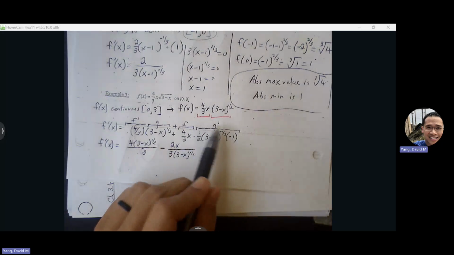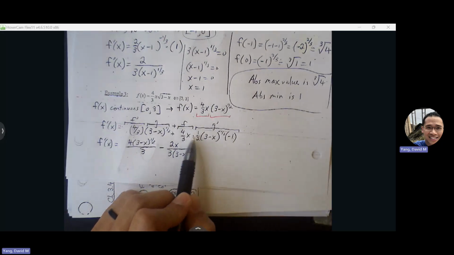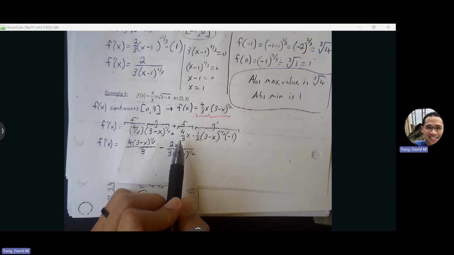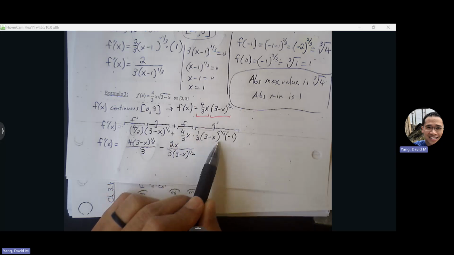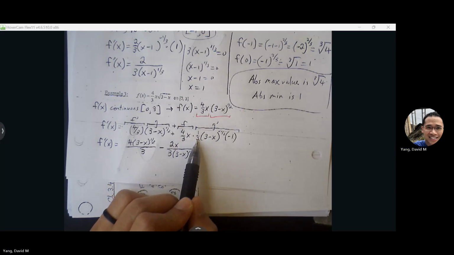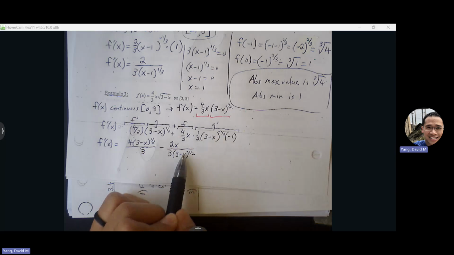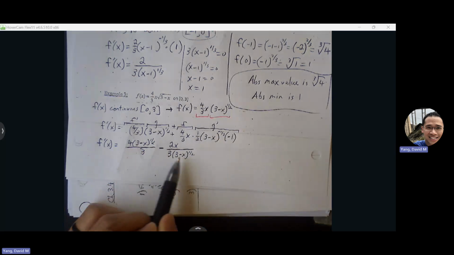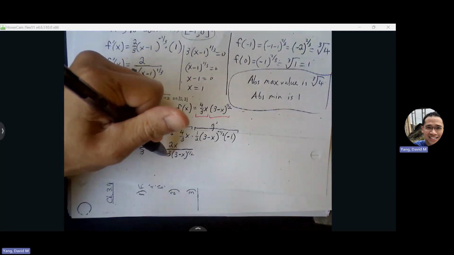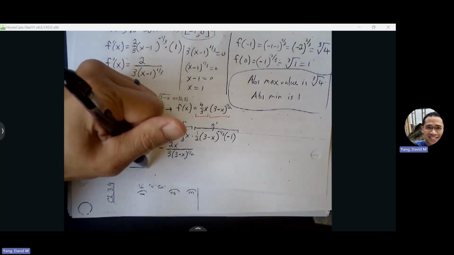So I merged all this together. I try to clean all this up here. 4/3 times 1/2 is the same thing as 2/3. So 2x goes above. The parentheses goes below, and 3 stays below as well. Now, if I want to combine these into the same fraction, I need common denominators. My common denominator is the 3 and the 3 minus x to the 1/2.